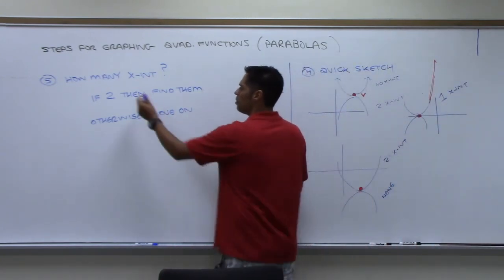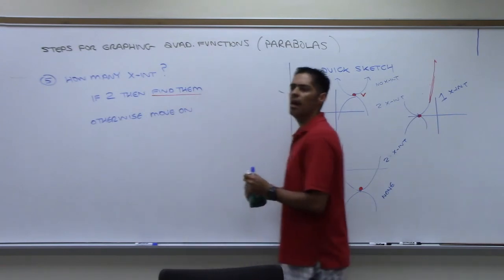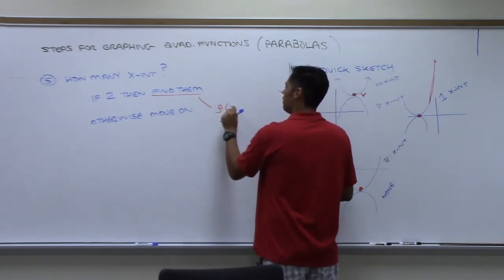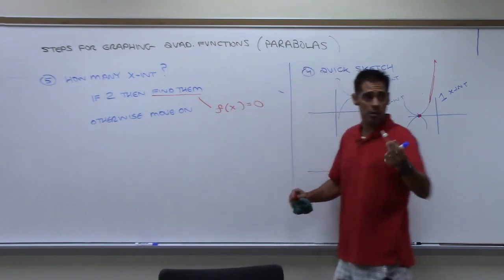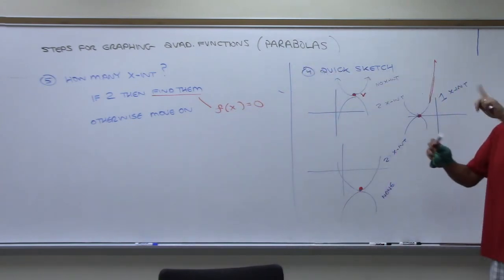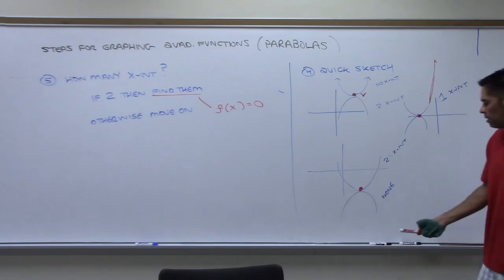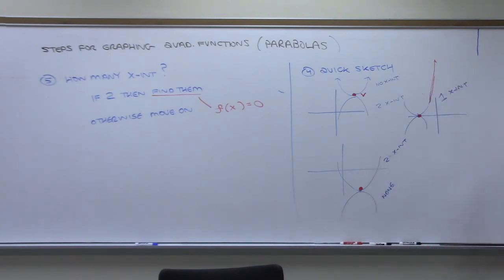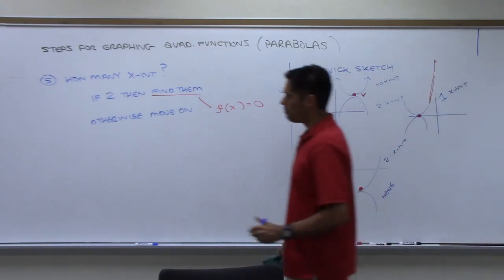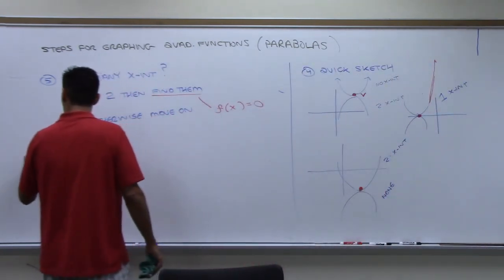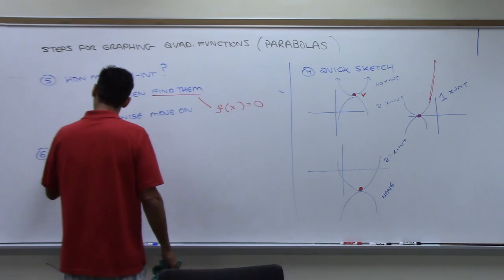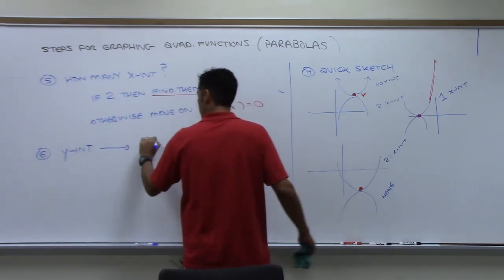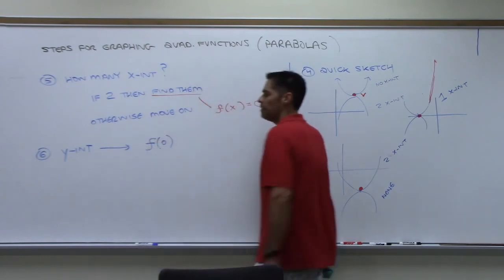When I say here, if 2, then go find them, how do you do that? You're going to do f of x equal to 0. And then that could be the quadratic formula, or you could do the factoring, or the square root method where you move the thing to the side. So it's going to depend on the problem. Step 6, the y-intercept. How do you find the y-intercept? We said that earlier. Plug 0 into the function.